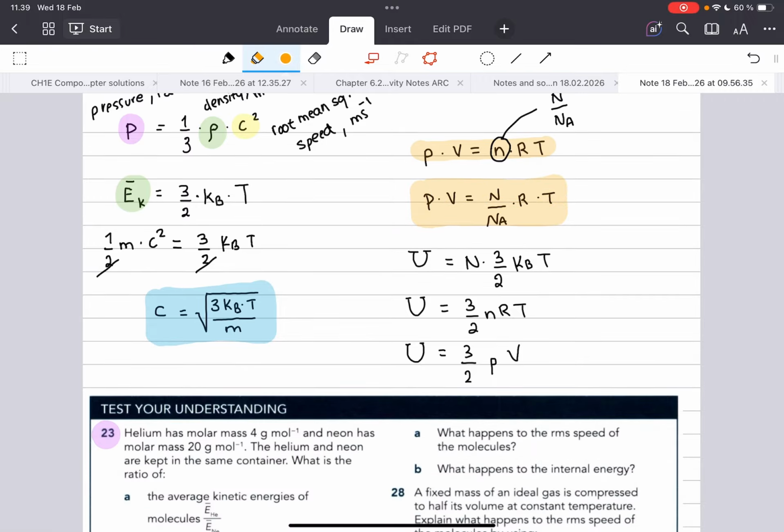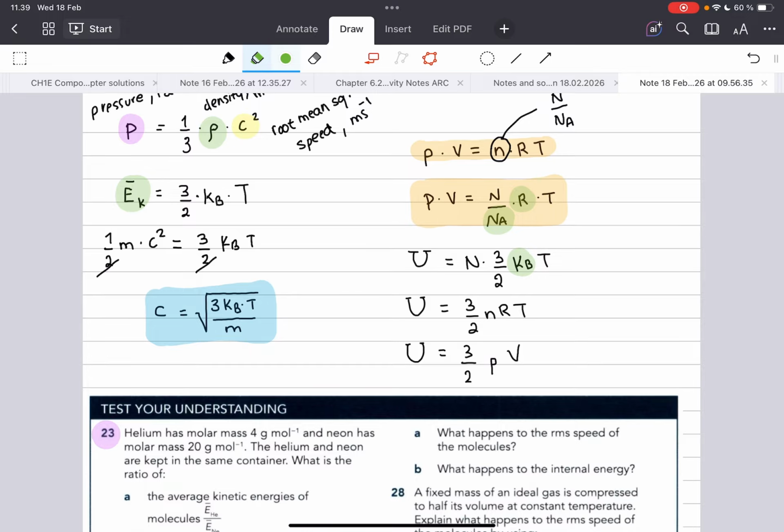And if you combine R divided by Na, they're both constants. R is the gas constant and Na is the Avogadro number. So they combine to kB. So kB is another constant. And I will show you right away where to find it.